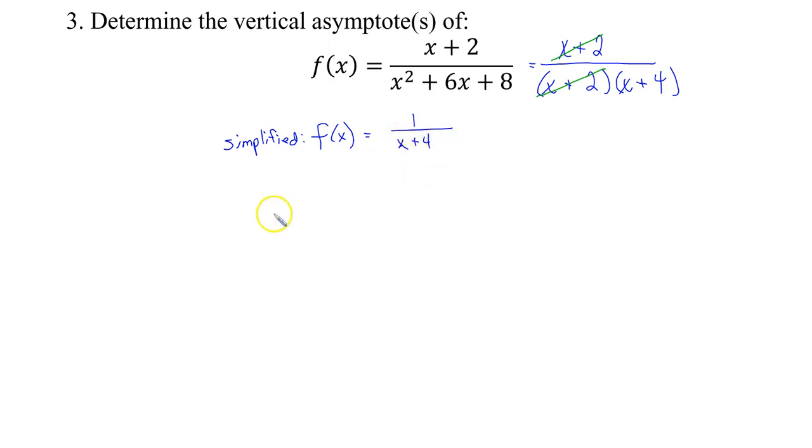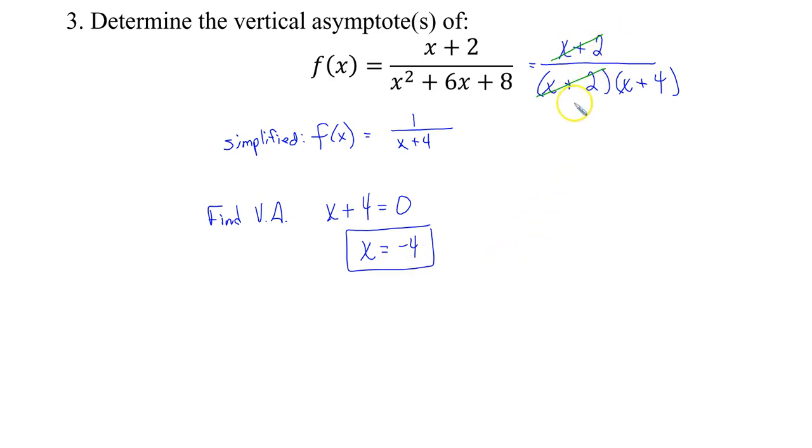So now I want to find the vertical asymptote. In this case, I'm only going to have one because there's only one factor. So I take x plus 4, I set it equal to 0, and I get x is equal to -4 is my only vertical asymptote for this function.